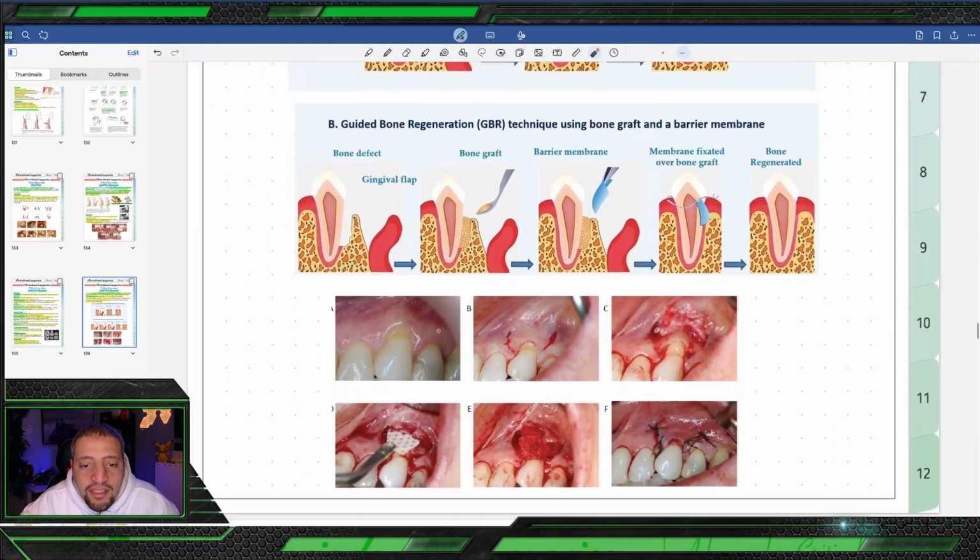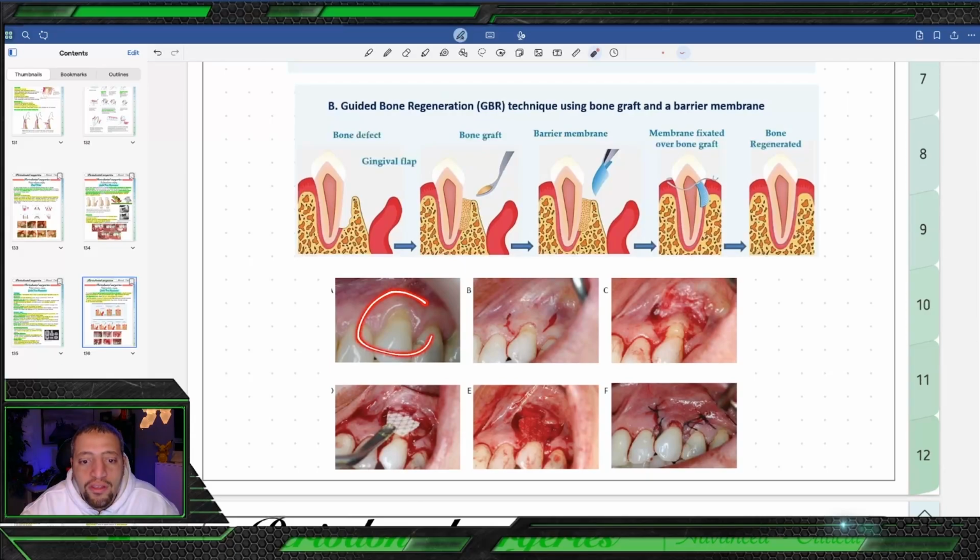And here is the fourth indication for GTR I told you about, which is root coverage surgery for an exposed root. Here we have an exposed root over the canine. So we made this vertical releasing incision. This is the meaning of releasing incision. Because we said that all perio surgery we prefer to be only horizontal, but in this one we do a releasing incision. Why? Because we would like to stretch the soft tissue flap here.